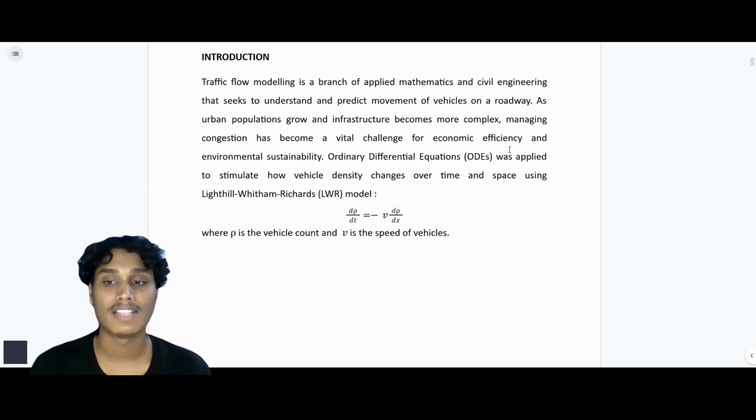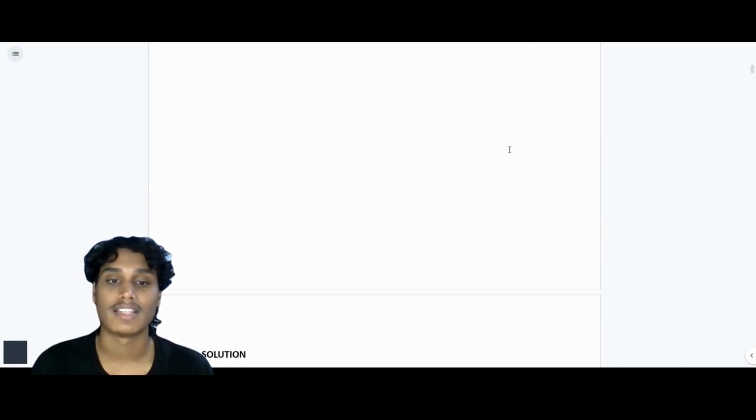So our model must be solved using Runge-Kutta, Adams-Bashforth, and Adams-Moulton for 2 iterations. Today we will be focusing on one of the methods, which is the Runge-Kutta fourth order method.